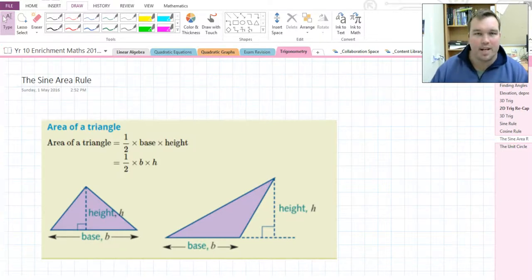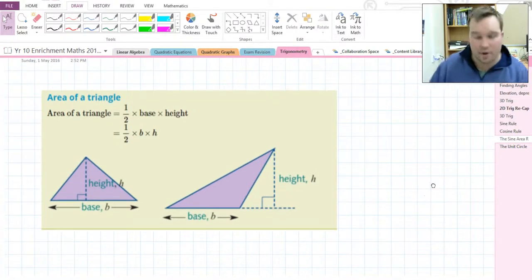This one actually helps us find area, but can also be used to find sides and angles depending on what information we're given. It comes from the area of a triangle formula.